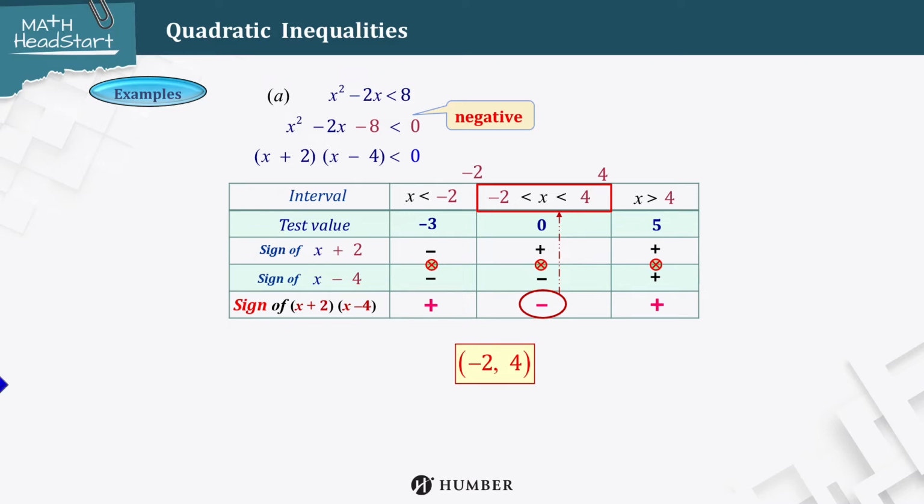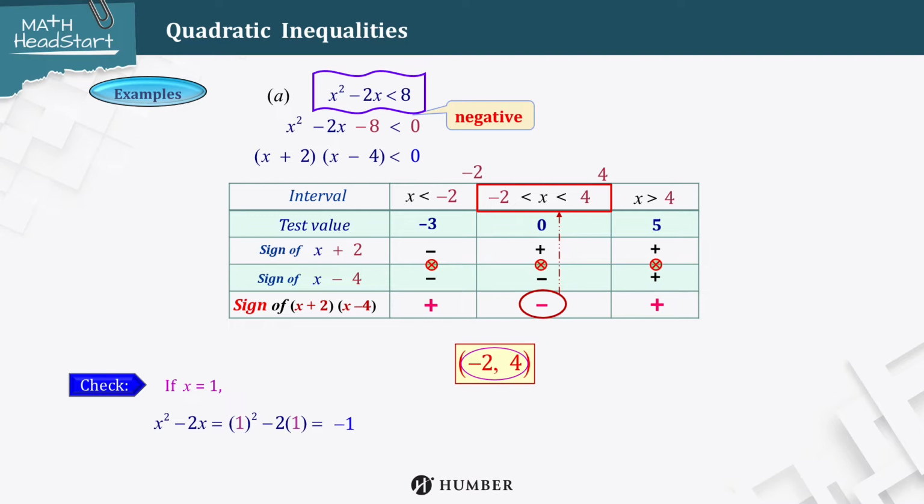Let's check to see if our solution is correct. Pick a value between negative 2 and 4, for example, x equals 1. Substitute this value x equals 1 into the left-hand side of the original inequality, and we get negative 1, which is indeed less than 8, which means our answer is correct.